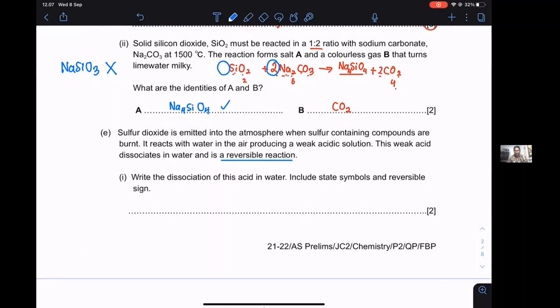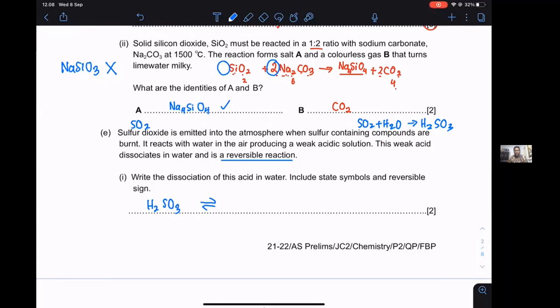So how can I write it down? First you see sulfur burns, so you get sulfur dioxide. Sulfur dioxide, when it reacts with water, is going to give you H2SO3. This is going to be the sulfurous acid. This weak acid dissociates in water in a reversible reaction. So H2SO3, if it dissociates in water, you write it down like this. It's going to dissociate like this, and it's a reversible reaction.